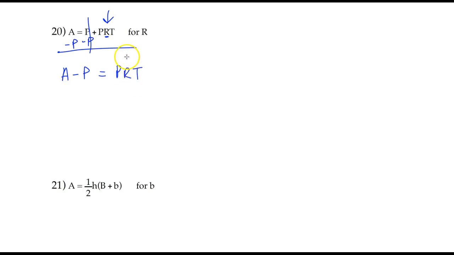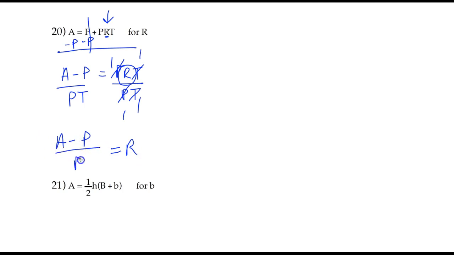Since R is the variable I need, I don't need the P and I don't need the T, and all these are multiplied times each other. To get rid of the P and the T, I can divide both sides by PT. And of course, if I do that, that reduces to 1, that reduces to 1, and all I have left is the R. So R is equal to A minus P over PT. Okay. So that's one way to do it.